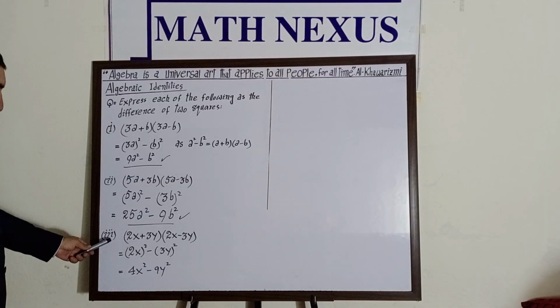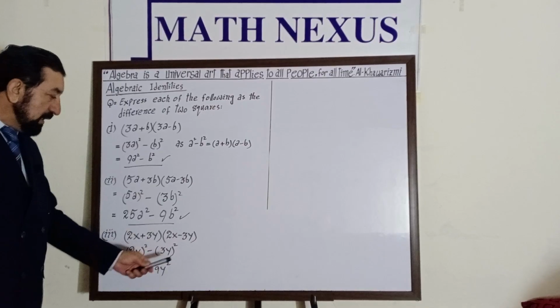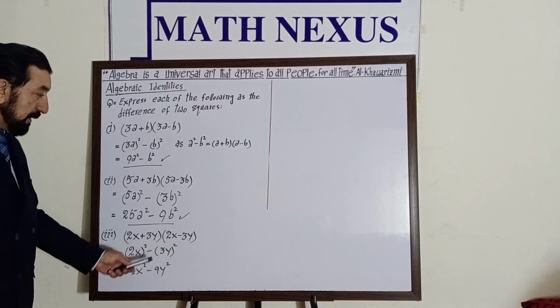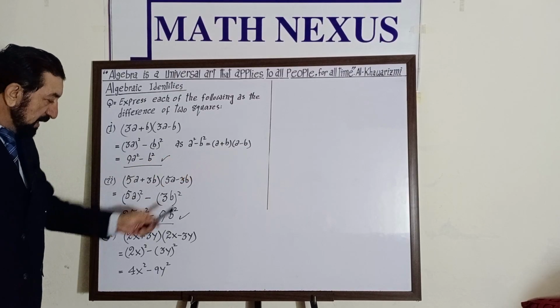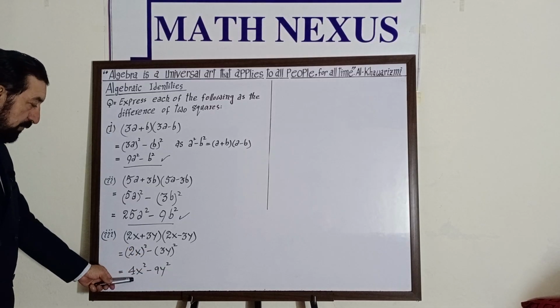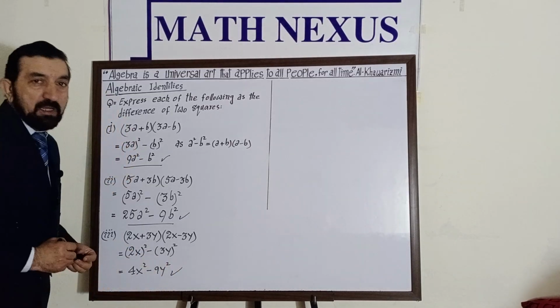Similarly, question number 3. 2x plus 3y into 2x minus 3y. This can be written as 2x whole square minus 3y whole square, as a plus b into a minus b equal to a square minus b square. A square minus b square, this is equal to 4x square minus 9y square. This is the answer of the question.